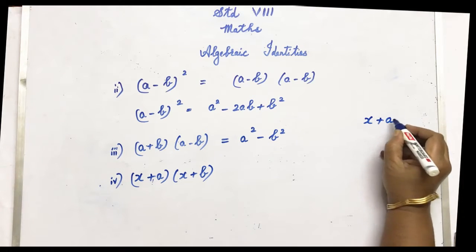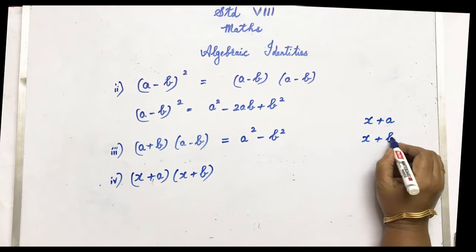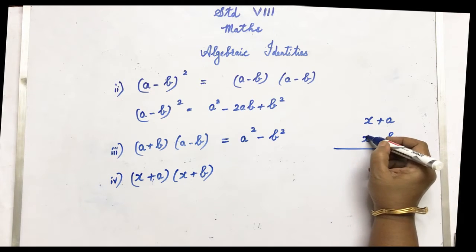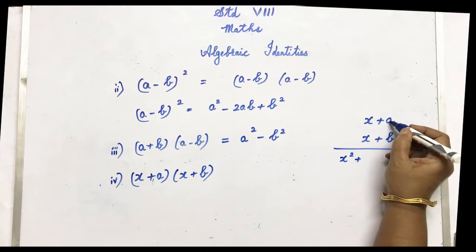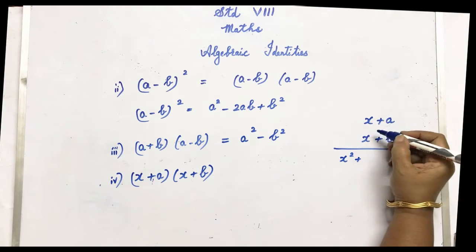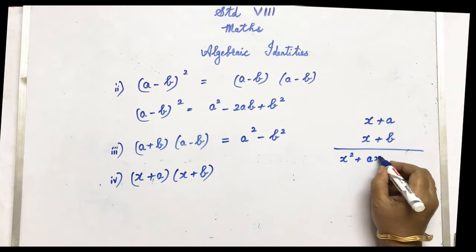So (x plus a) into (x plus b). Now first we will multiply x with x. So we get x squared. Next we are going to multiply a with x. So we will get ax.